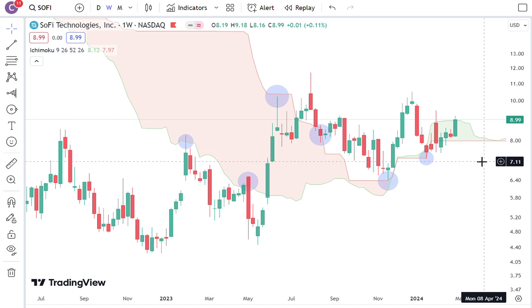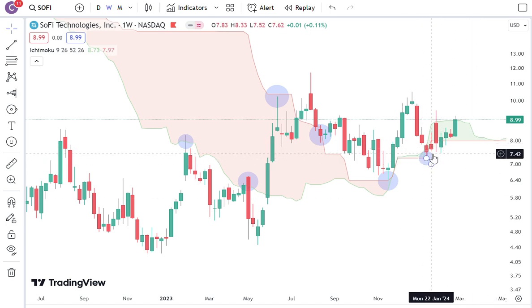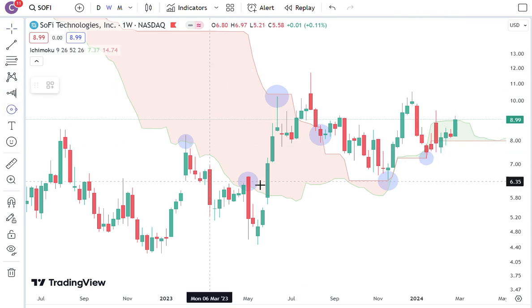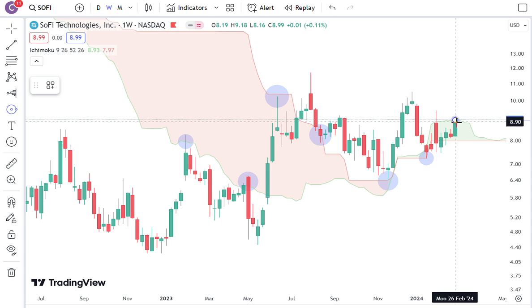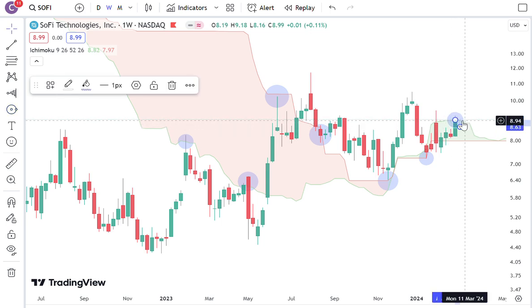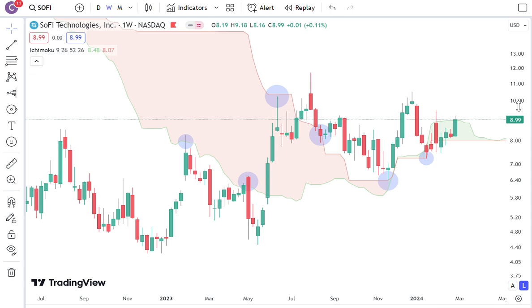Because the cloud is green, green means go. It's not going to serve as a very good resistance level. It's going to serve as a better support level than it is resistance. So price went back up, and guess where we are right now? We are trying to break above this cloud right there.